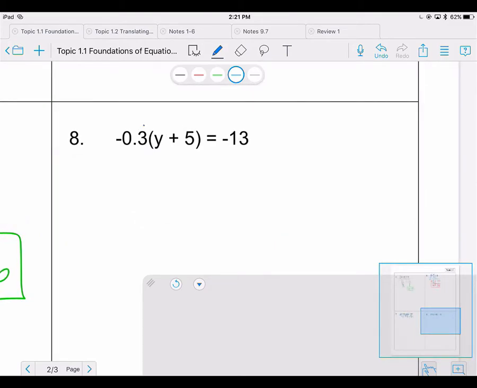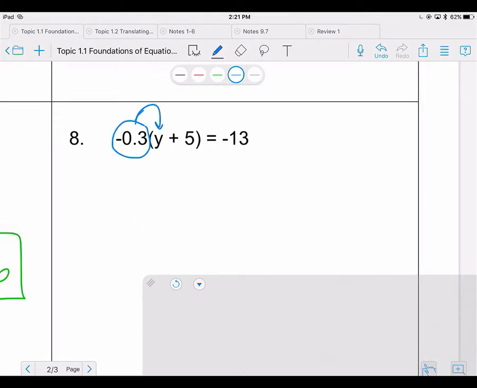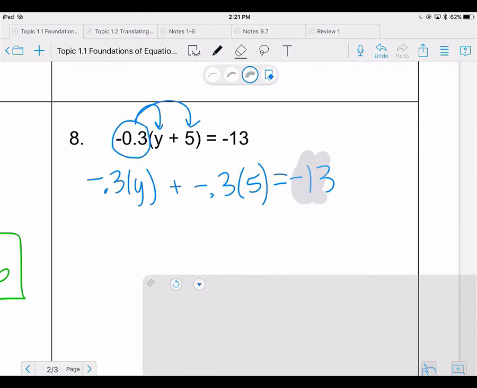On problem 8, I'm taking the number in front of my parentheses and distributing. Just like if you were to walk into McDonald's and say, I want 5 number 1s, they should give you 5 burgers, 5 fries, and 5 drinks. Here we have negative 0.3 being given to y and 5. So when you write it, negative 0.3 times y and negative 0.3 times 5. And the equals and negative 13 stay where they are for now.